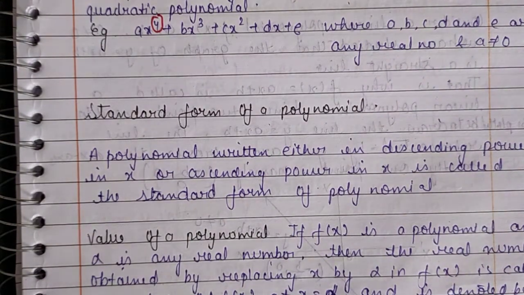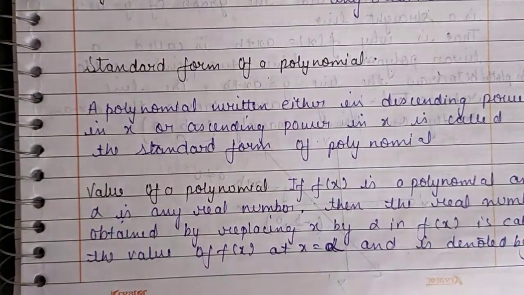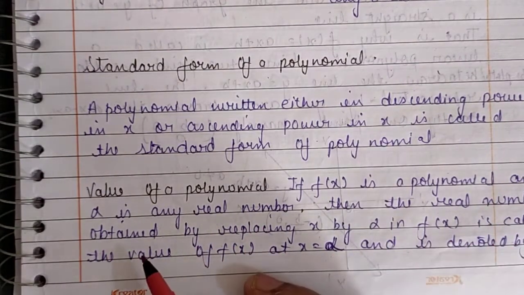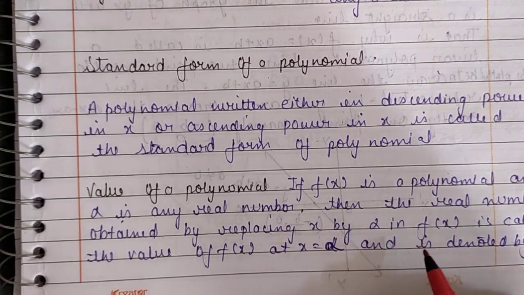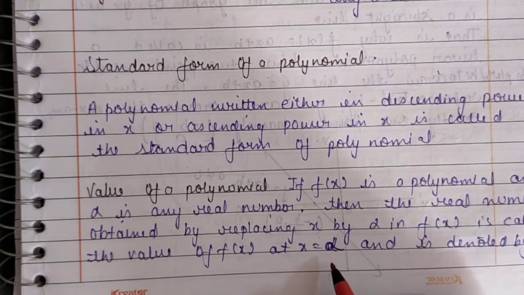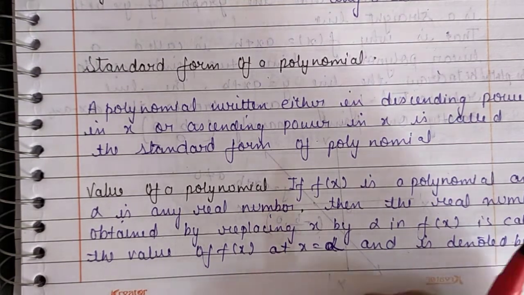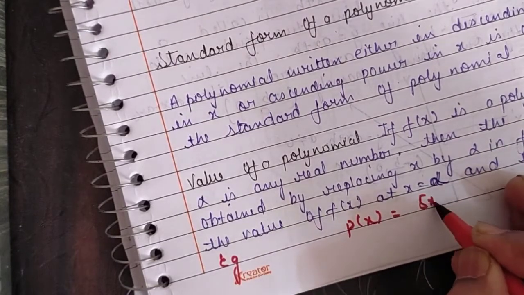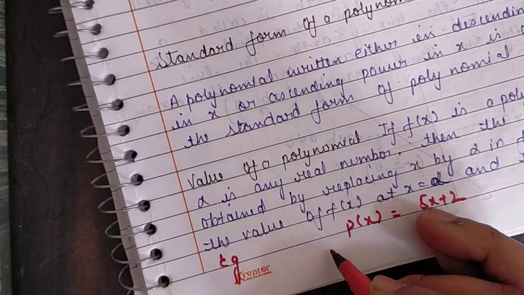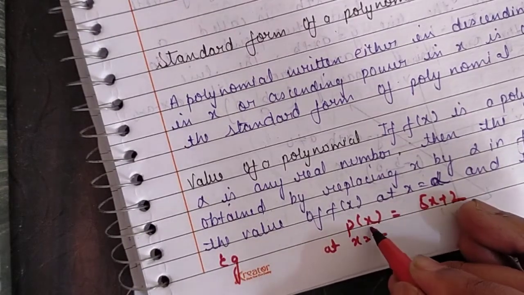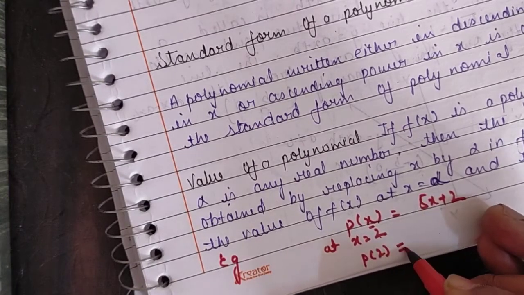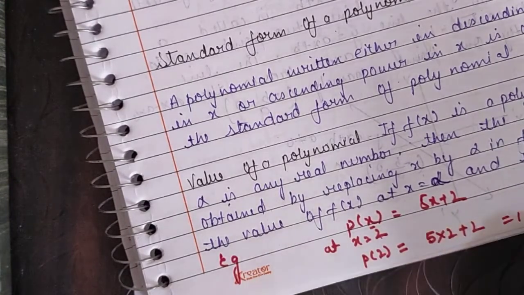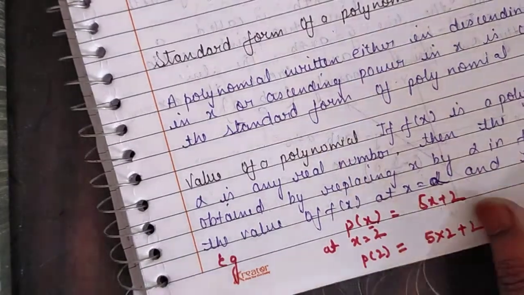Now the next one is the value of a polynomial. Suppose f(x) is a polynomial and alpha is any real number. Then the real number obtained by replacing x by alpha in f(x) is called the value of f(x) at x = alpha, denoted by f(alpha). Suppose p(x) = 5x + 2. How will we find the value of the polynomial? If we find it at x = 2, x is replaced by 2. So p(2) = 5 into 2 plus 2, that means 10 plus 2, which is 12. So p(2) = 12. This is called the value of a polynomial.